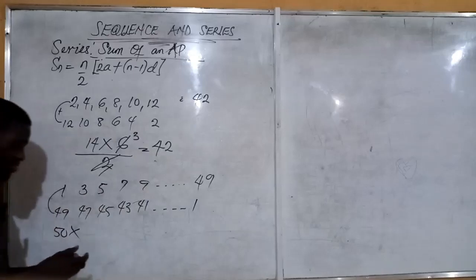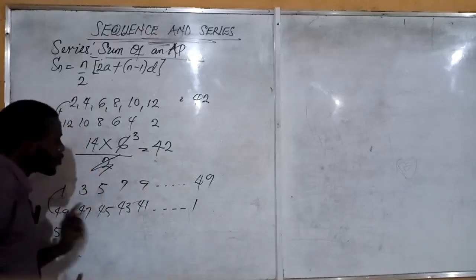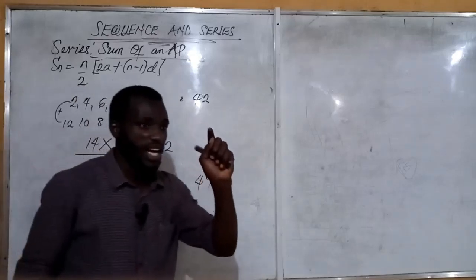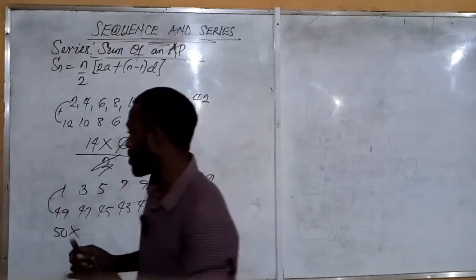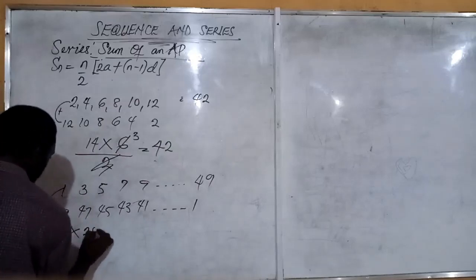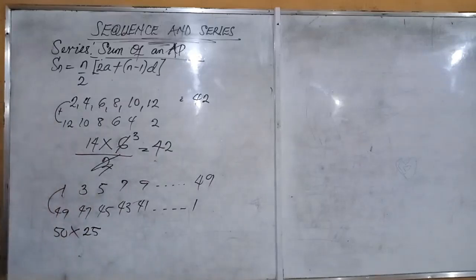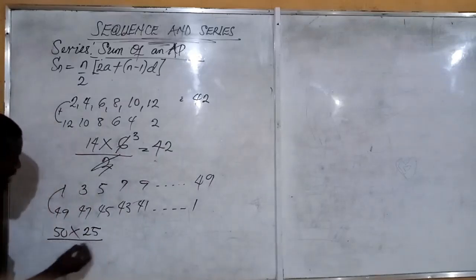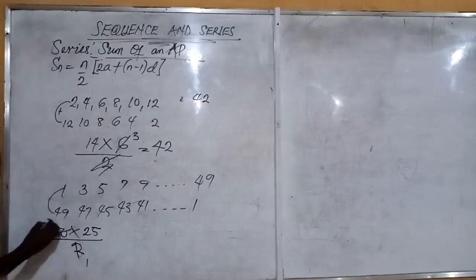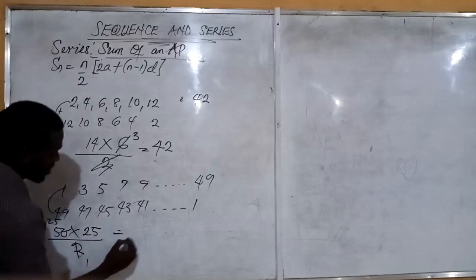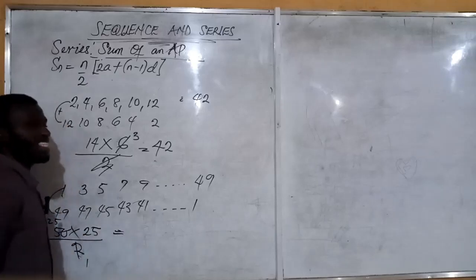Now, 50 times, how many items am I going to have? Between 1 and 50, half will be odd and half will be even. So it means I'm going to have 25 items. I said it's always going to be over 2. So 50 over 2 is 25, and 25 times 25 is what? That will be 625.